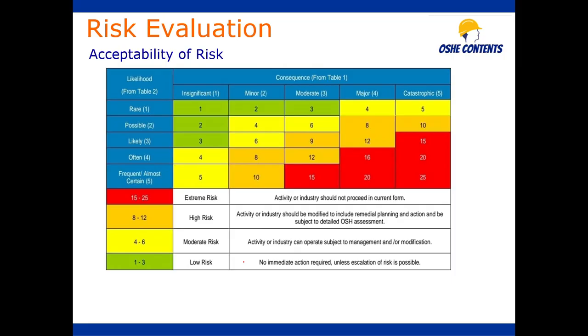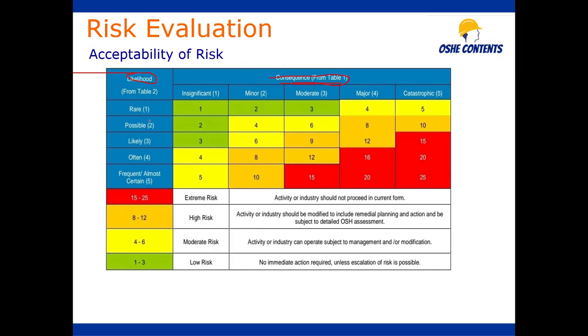So here now is the risk evaluation, the acceptability of risk. This is the risk matrix, which is 5x5, approved by OSHAD. And this one also I have taken from the OSHAD website. So you can see here now the likelihood. This table is for likelihood, and that one is table 1 for the consequences. So this is the consequences table.